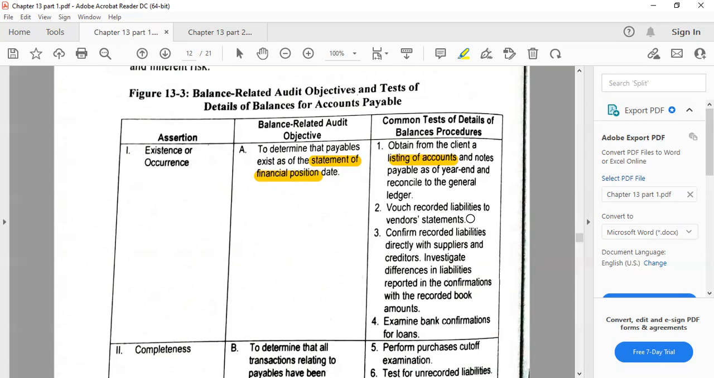We can vouch recorded liabilities to vendors' statements. Normally, the vendors or suppliers will send the client a statement of account every end of the month. So you trace it, for example: based on the statement of account of supplier number 1, our debt to them is only 200,000. You also check whether in the client's subsidiary ledger, the amount owed to supplier number 1 is indeed 200,000.